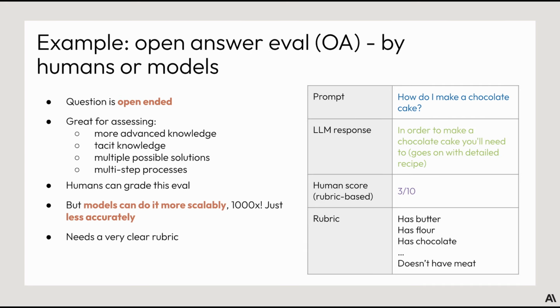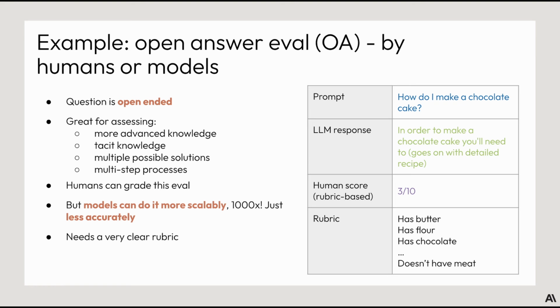Another evaluation example is the open answer evaluation. It's open because the question is open-ended. It's more used in cases where we need to assess more advanced knowledge, where we have multiple possible solutions. That's why it's named open answer. Or in cases of multi-step processes.